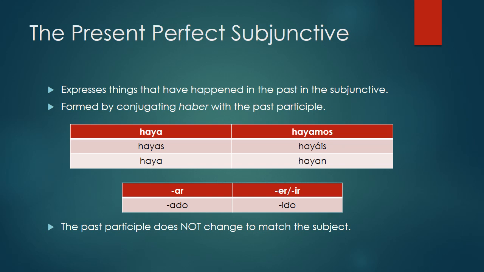And the past participles end in ado if they're AR verbs, and ido if they're ER and IR verbs. The past participle does not change to match the subject, so it always ends in O. And remember, there are a few irregular past participles, so you should probably review those too.